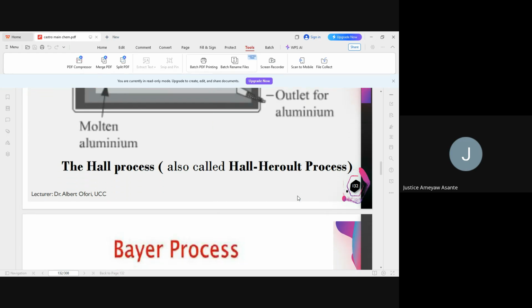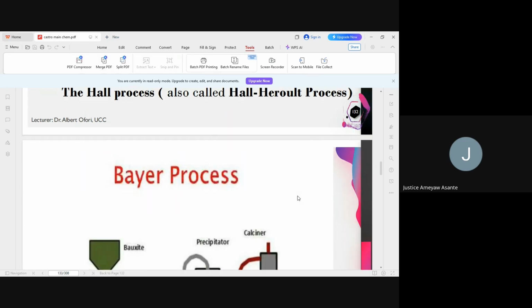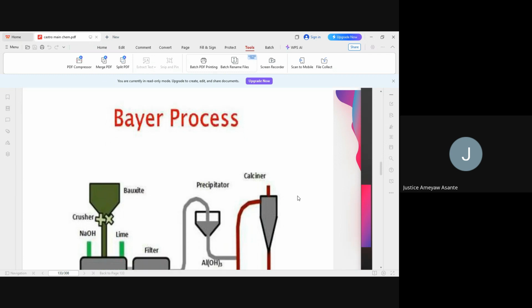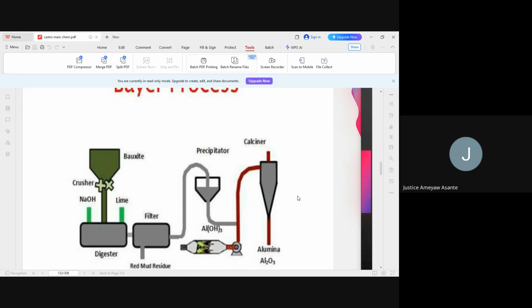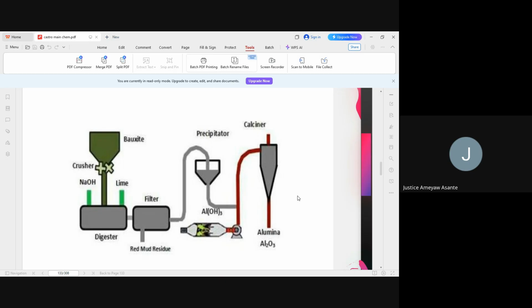And the whole process is what we call the Hall-Héroult process. Then we have another process called the Bayer process. So here is how the setup is. Here is the crusher. Can you see that we are now putting in the ore containing aluminum, and it will be crushed here. That's why we call it the crusher.